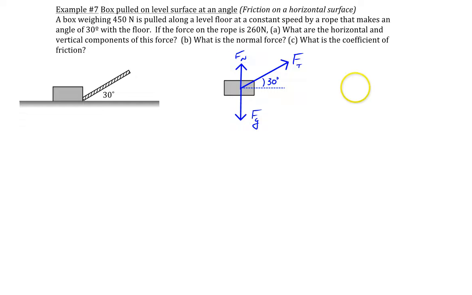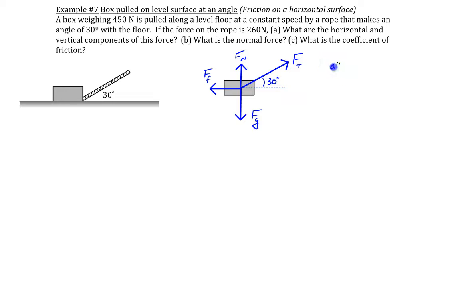Now, since the box is moving to the right, and this surface is not frictionless, there is a frictional force acting in the opposite direction that it's moving. That's because it's going at constant velocity. And friction is opposing the direction that it's moving.